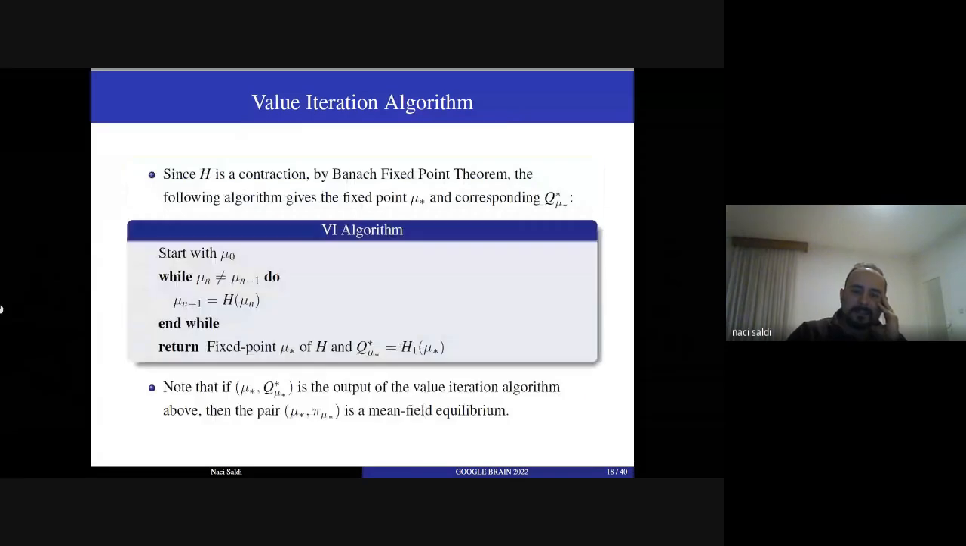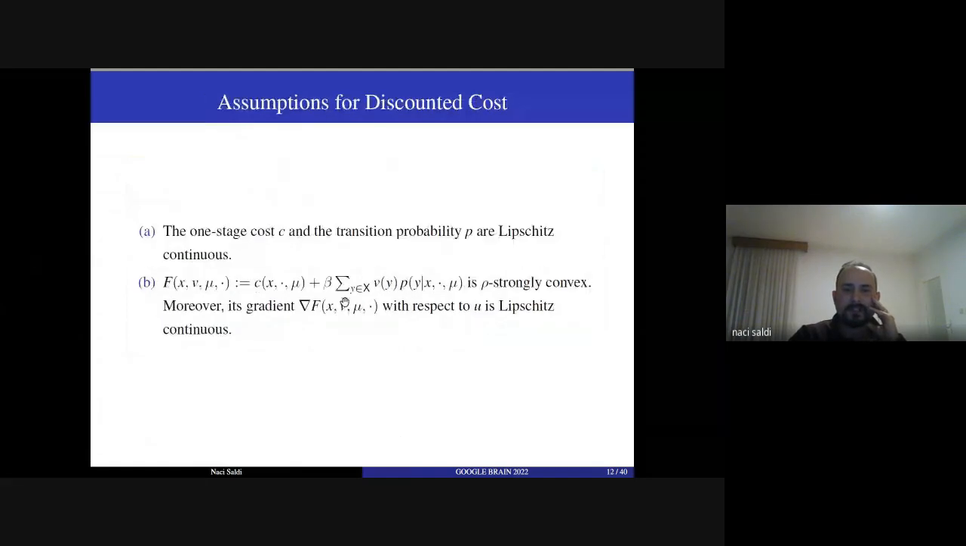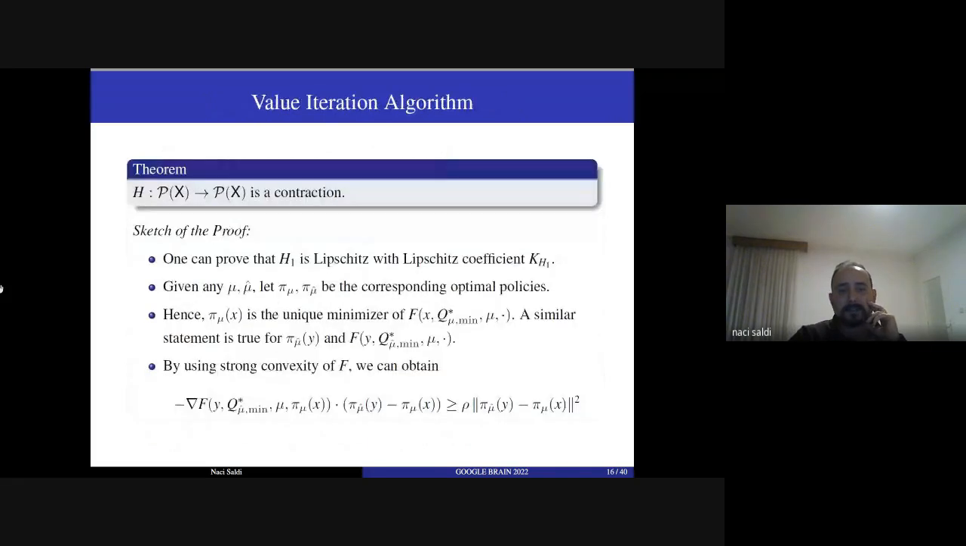And of course, here we also put some conditions on the Lipschitz coefficients. Okay, so we put some smallness conditions on the Lipschitz coefficients of C, P, and the gradient of F, as well as some condition on the coefficient rho, so that this operator becomes a contraction.